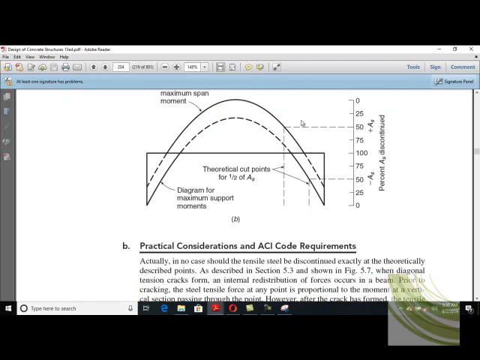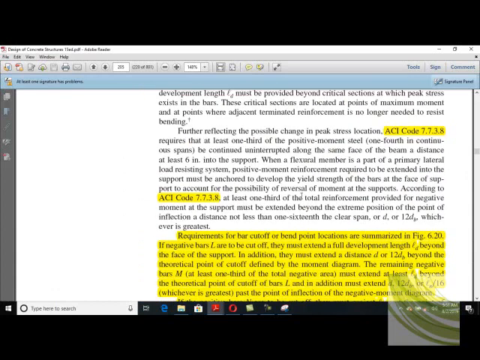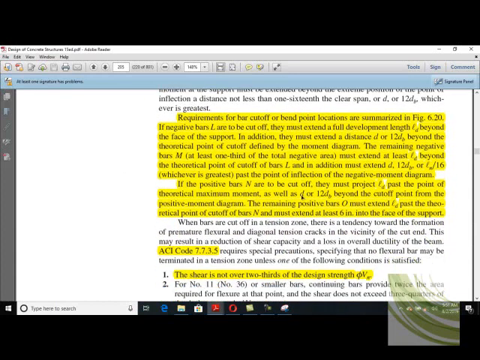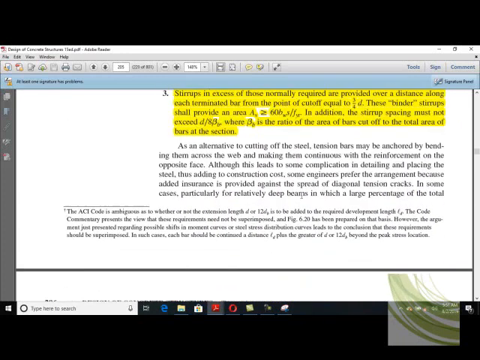Okay, for theoretical cutoff points, there are some restrictions in ACI. ACI imposes some kind of restriction on the theoretical point, and those theoretical points are extended, for positive bars, towards the supports, by increasing their length by some amount. And when you increase your cutoff point distance, then you can achieve your actual cutoff point.